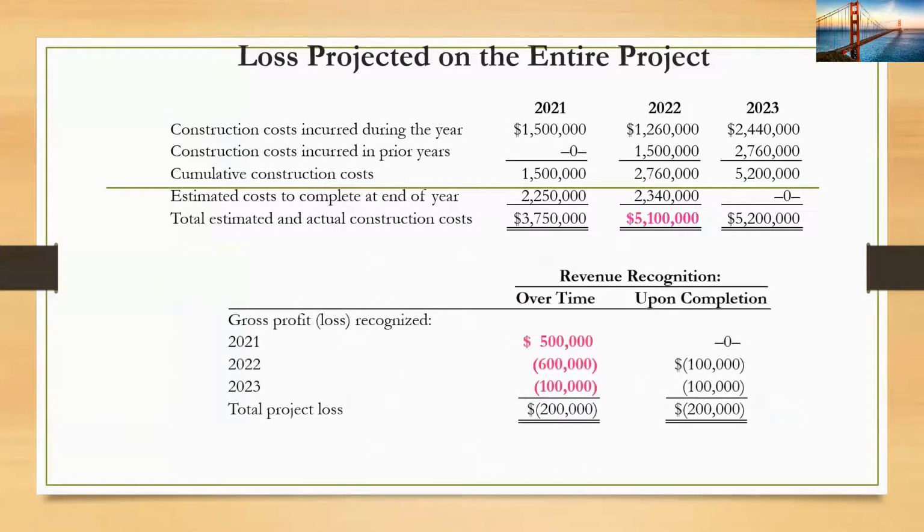Now, let's change the facts again to reflect the loss on the entire project. Notice that in 2022, the estimated total cost of $5.1 million exceeds total estimated revenue of $5 million. In 2023, there is more bad news, because there's an additional $100,000 of cost before the project is completed.